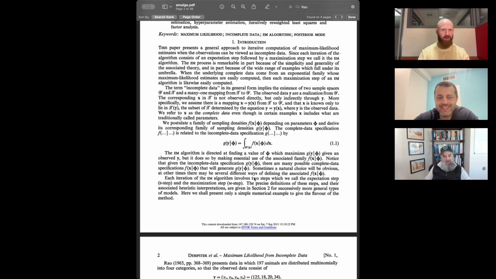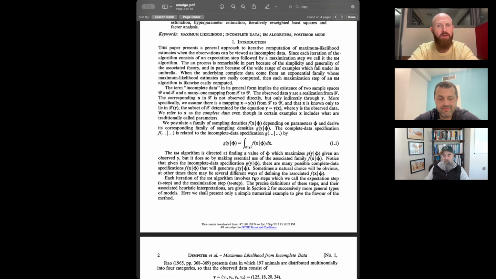Yeah. I'll read the introduction of the first chapter. They say this chapter presents a general approach to iterative computation of maximum likelihood estimates when the observations can be viewed as incomplete data. So to our listeners, our first episode was Fisher's paper, and we discussed in depth the concept of maximum likelihood. It's a recurring theme in data science and machine learning, the basic tools you need to understand. And here they say, okay, what happens when I don't have all the observations that I need in order to calculate the maximum likelihood? And that's what they call incomplete data.